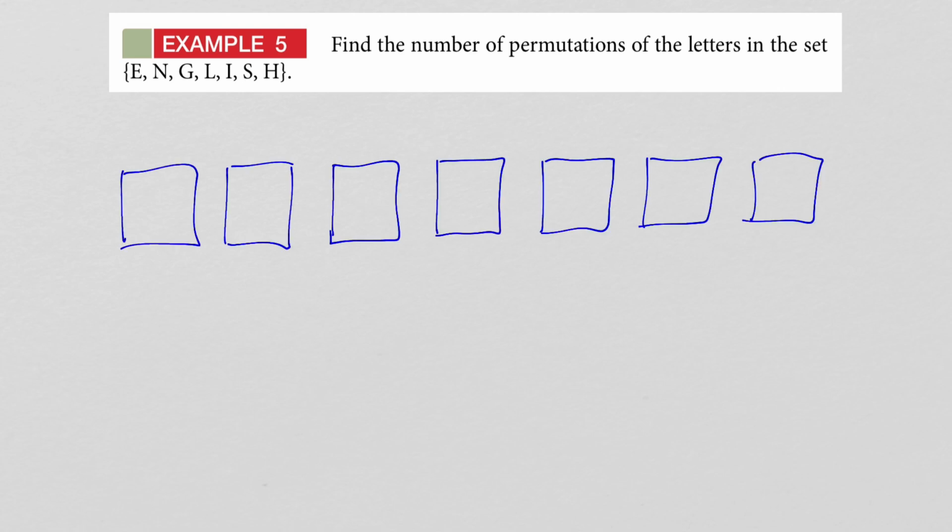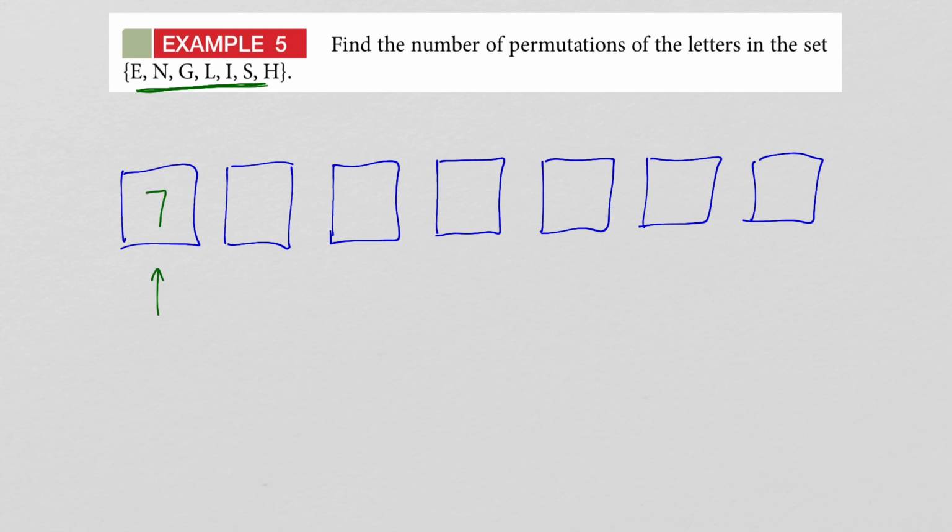So what if we had more letters? Suppose we take the set of the letters that make up the word English. So we have E-N-G-L-I-S-H. That's 7 different letters. How many different orders can I put those 7 different letters in? So to do this, I'm going to make 7 boxes, and we're going to think about how many choices we have in each box. So when I choose my first letter, I can choose any one of these 7 letters. So we have 7 choices.